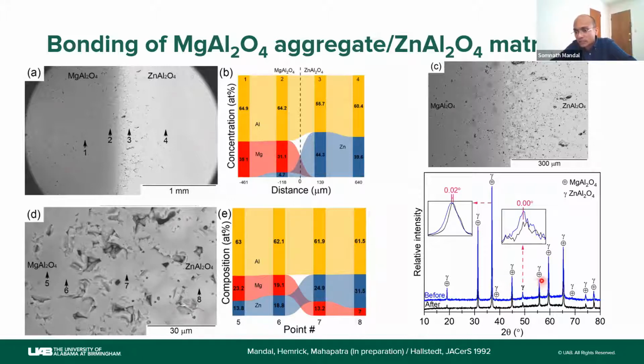And by XRD, the only way which you can differentiate between zinc aluminate and magnesium aluminate is this peak at 49 degrees. This is present in gahnite, but absent in magnesium aluminate. And what we see here is that this gahnite intensity is reducing. That means that a part of this zinc aluminate is going into solid solution with magnesium aluminate. Again, before and after firing, you don't see any zinc aluminate peak intensity change, which means that there is no sublimation of zinc oxide in this.